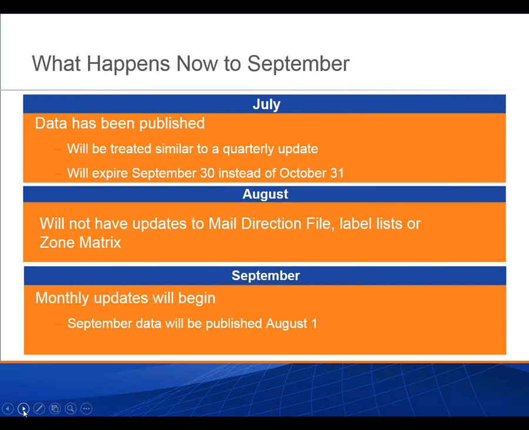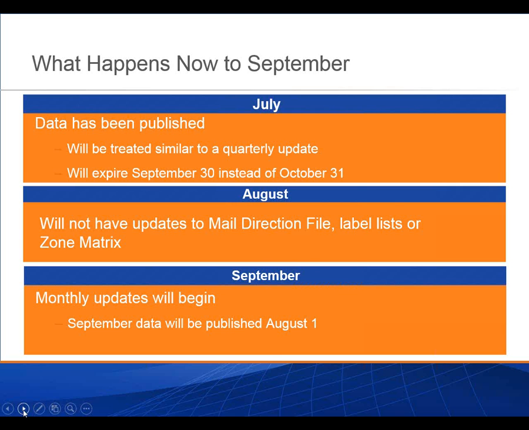So there will be an August update of Presort data that will have a new city-state file and a new delivery statistics file, but it'll be reusing the same July data for the mail direction file, the label list, and the zone matrix. So that's the month of August, and then in September, that is when we begin the transition to monthly updates.